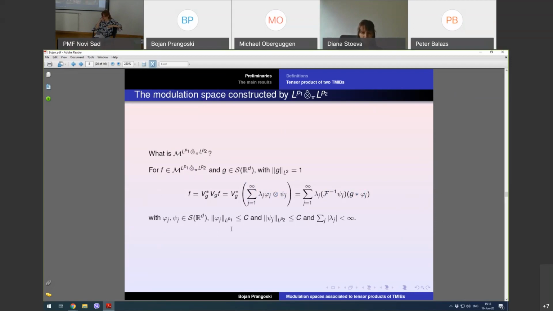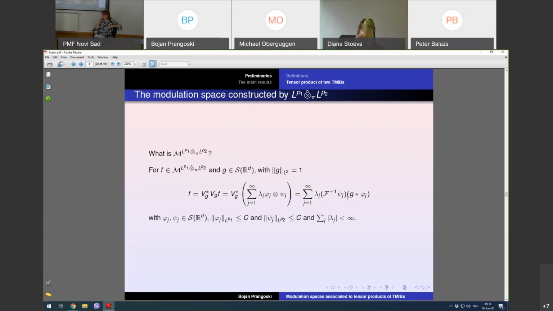Recall from the Grothendieck representation that the phi j and the psi j have to be bounded by a single constant. And because G is in the Schwartz class, when you take the convolution of G with phi j, you always end up with a C infinity function. But not just that, it's uniformly bounded in C infinity, because the phi j's are bounded in L^p1.